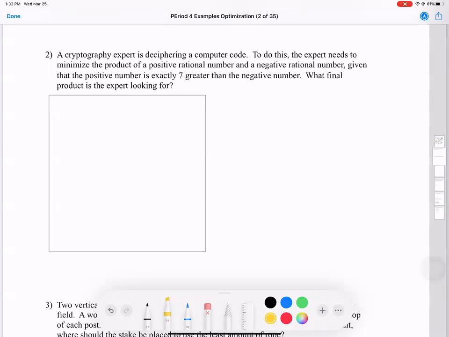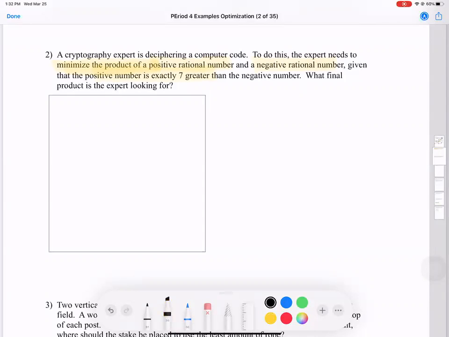Okay. Problem number 2. A cryptography expert is deciphering a computer code. To do this, the expert needs to minimize the product of a positive rational number and a negative rational number. Given that the positive number is exactly 7 greater than the negative number, find the product he is looking for. What the hell? I say that to every single problem I read. So in order to do this, he needs to minimize the product of a positive rational number and a negative rational number, given that the positive number is exactly 7 greater than the negative.